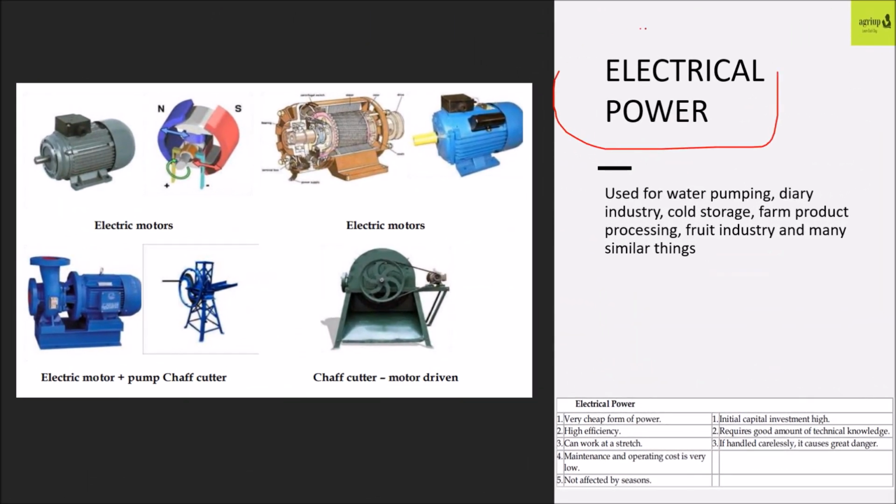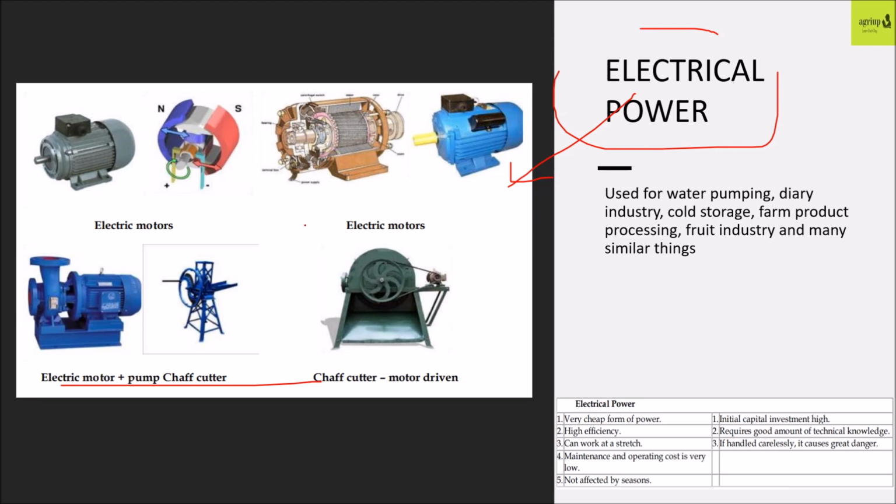This includes motors and pumping devices, which you can see in the picture, cold storage, farm product processing; all these industries use this. This is also a cheap form of power, highly efficient, and can work at a stretch. Maintenance and operation cost is low, and it is not affected by seasons, obviously. But here also the initial investment cost is high, it requires a good amount of technical knowledge, and if it is handled carelessly, it can even cause safety incidents or damages.